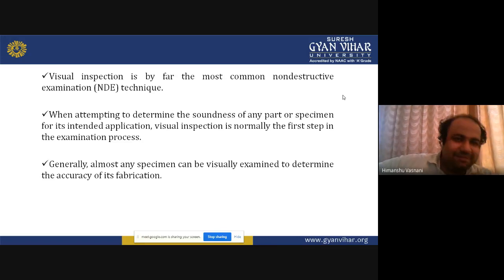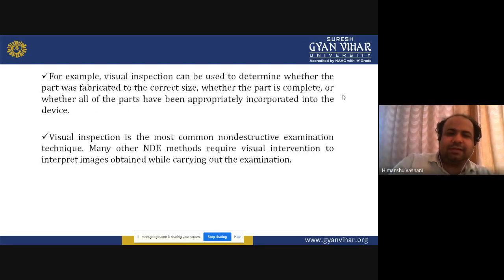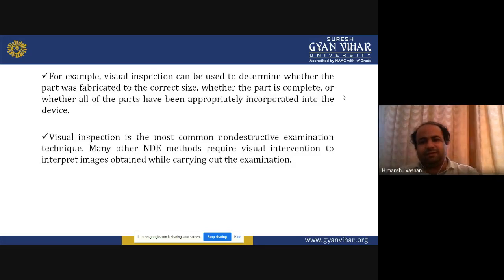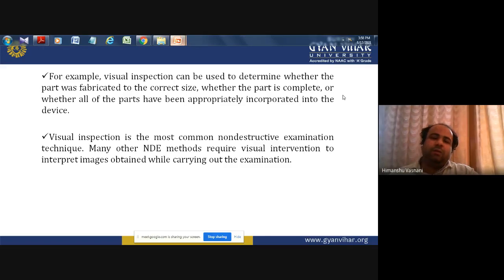Even if they go for visual inspection first, they then go for further detailed ultrasonic inspection or radiographic inspection, whatever the part demands. So visual inspection holds its importance there. Visual inspection is the most common non-destructive examination. Suppose there are some results in front of you, and you visually interpret images and help carry out the examination or find a result. That is also visual inspection.